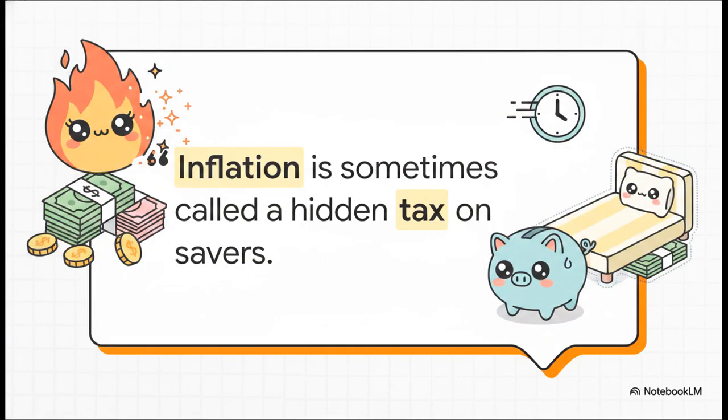And this brings us to a really powerful reality check. Inflation is sometimes called a hidden tax on savers. Think about it. If you park your cash under a mattress, or actually, even if you just leave it sitting in a basic checking account, the numerical amount stays exactly the same, right? But its tangible real-world value is shrinking every single day. The longer high inflation lasts, the more of your hard-earned purchasing power literally just evaporates. It completely forces people to rethink how they save, spend, and invest.